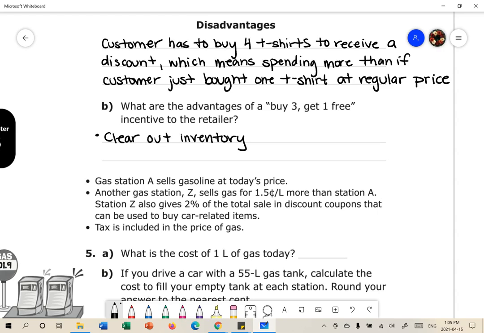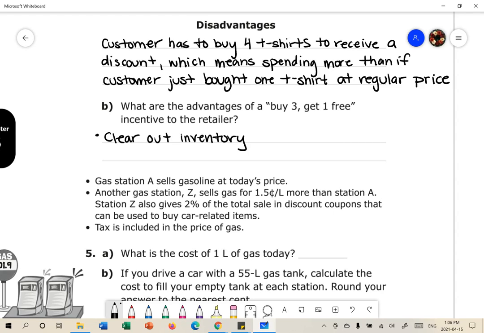Remember, these retailers, they've purchased their items to then sell to the customer. So if they don't sell all of their inventory, they've lost some money, right? Whatever items they still have in stock, they have lost money on those items. So they want to clear everything out. They want to sell everything.